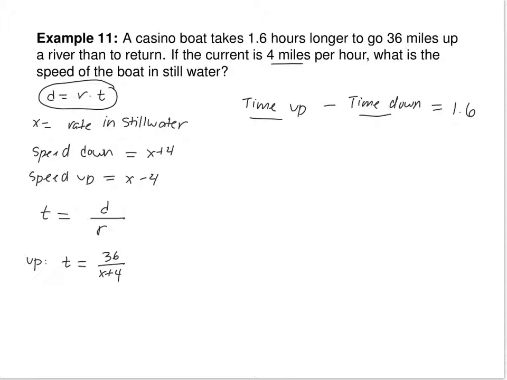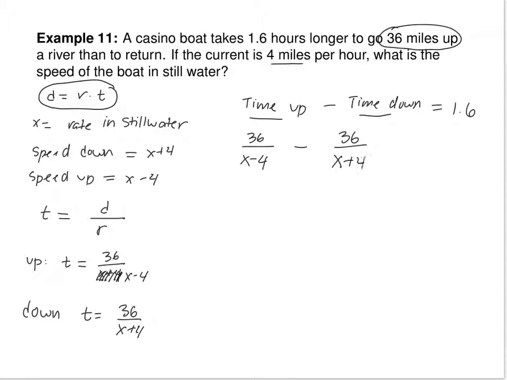It was a long time ago that we read this, but it goes 36 miles, right? Both ways. Okay, so 36. Did I do that wrong? That should be x minus 4. Yes, I did. I'm so sorry. Yes, this should be x minus 4. Going upstream is going against the current, yep. How about the time for down, what's that? 36 divided by x plus 4. And that equals 1.6.